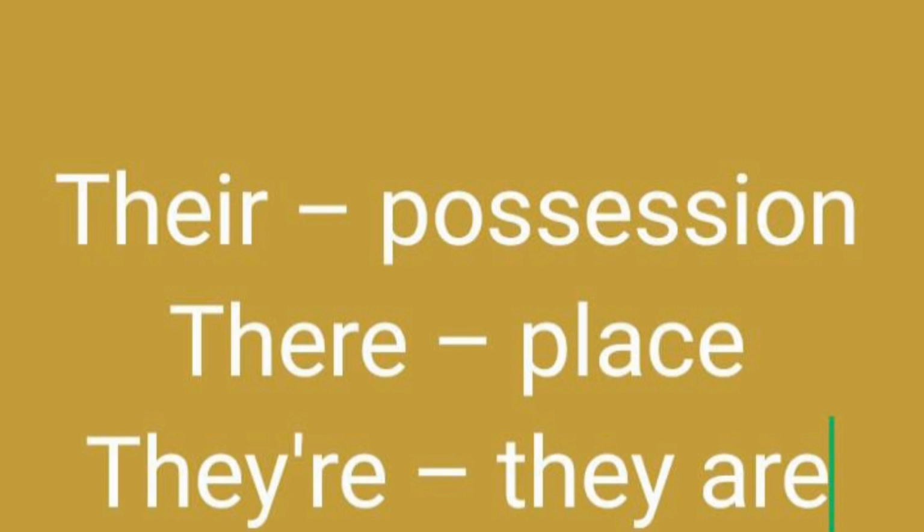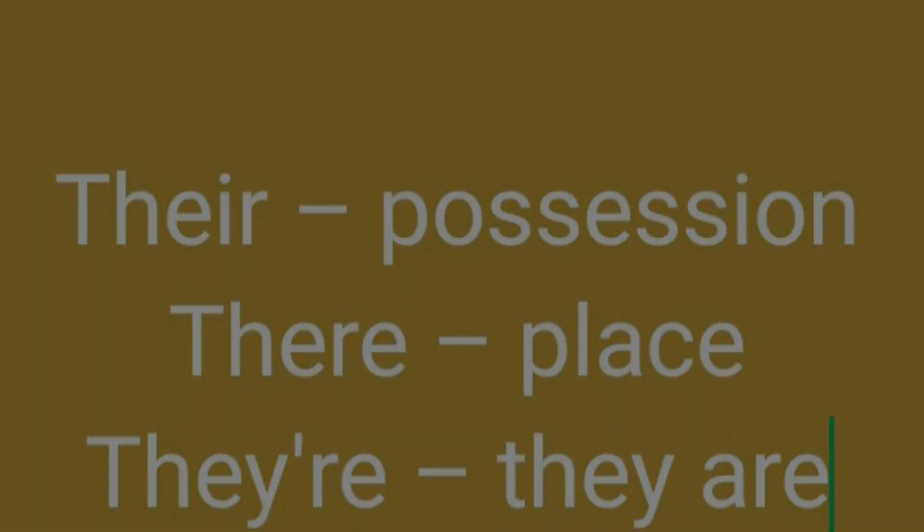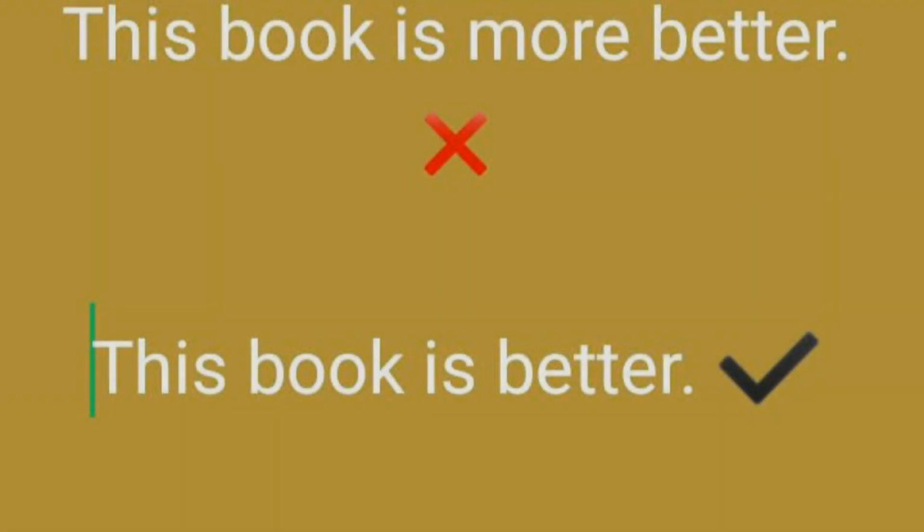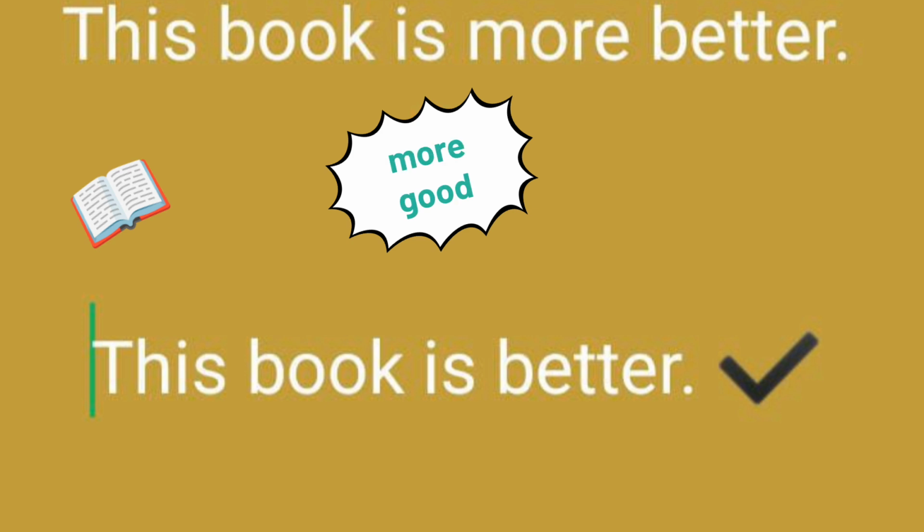Now let us continue to the fourth common mistake. The fourth mistake is saying "more better." Sometimes learners say this idea is more better or this book is more better than that one. However, this is incorrect because the word better already means more good. So the correct sentence is simply this idea is better or this book is better than that one.